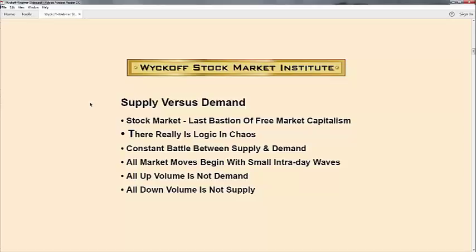The answer is in the most fundamental of all trading concepts. The stock market is the last great bastion of free market capitalism. It functions solely on the laws of supply and demand. When more shares are bought than sold, the stock goes up. When more shares are sold than bought, the stock goes down. It's that simple. The battle between supply and demand is being fought every single second of every market day.